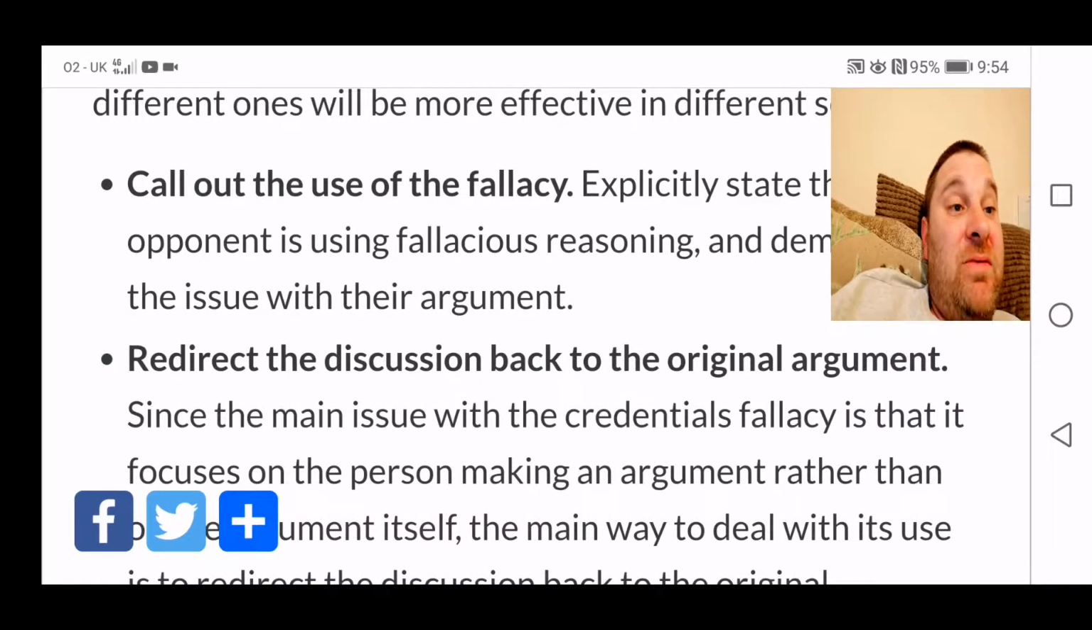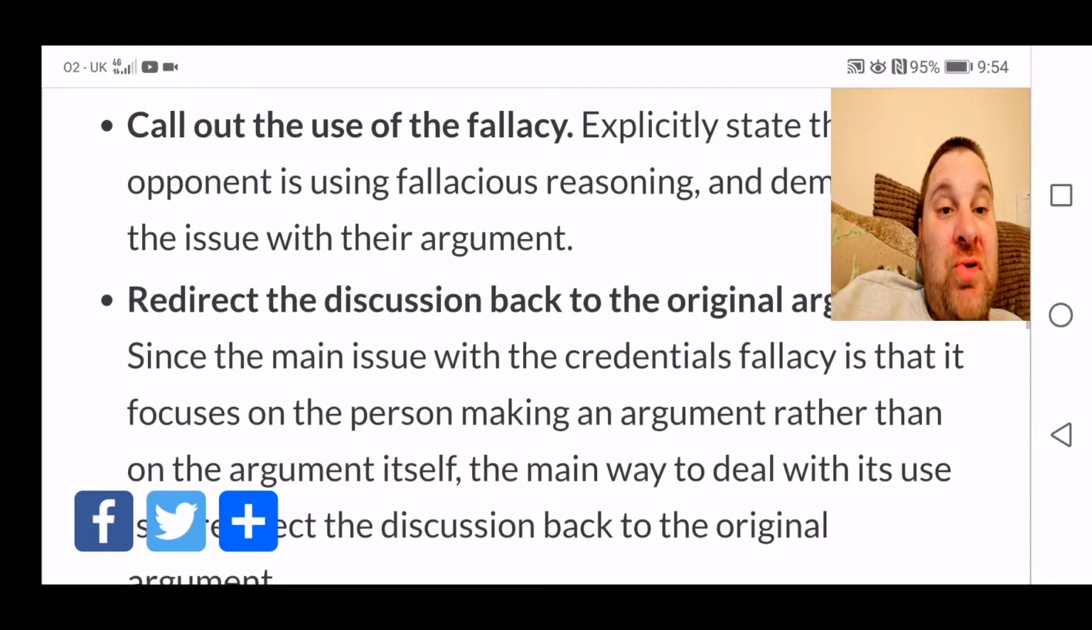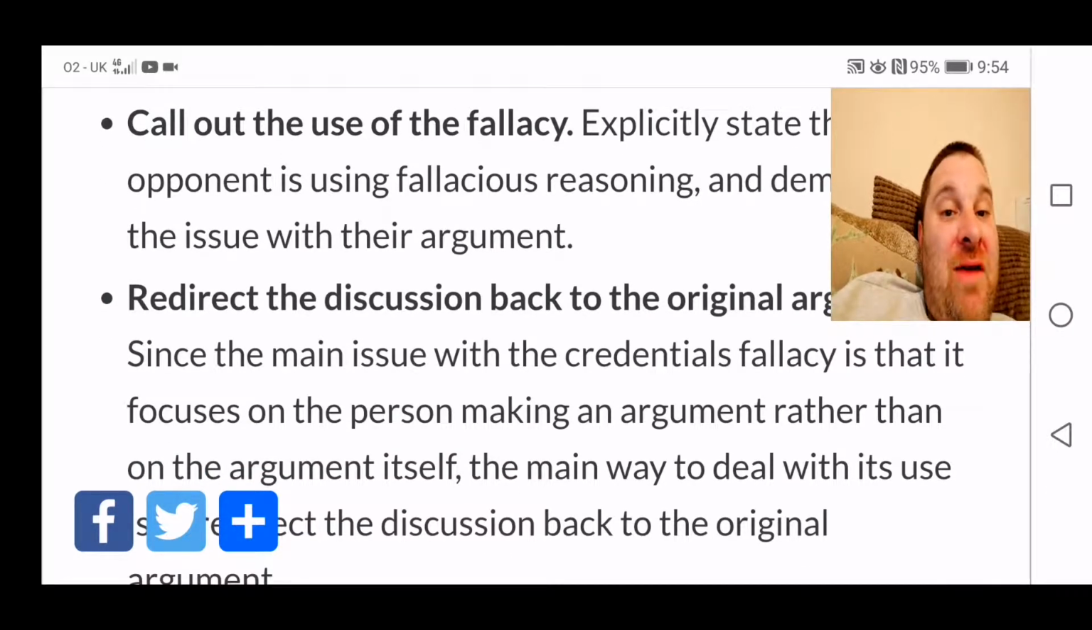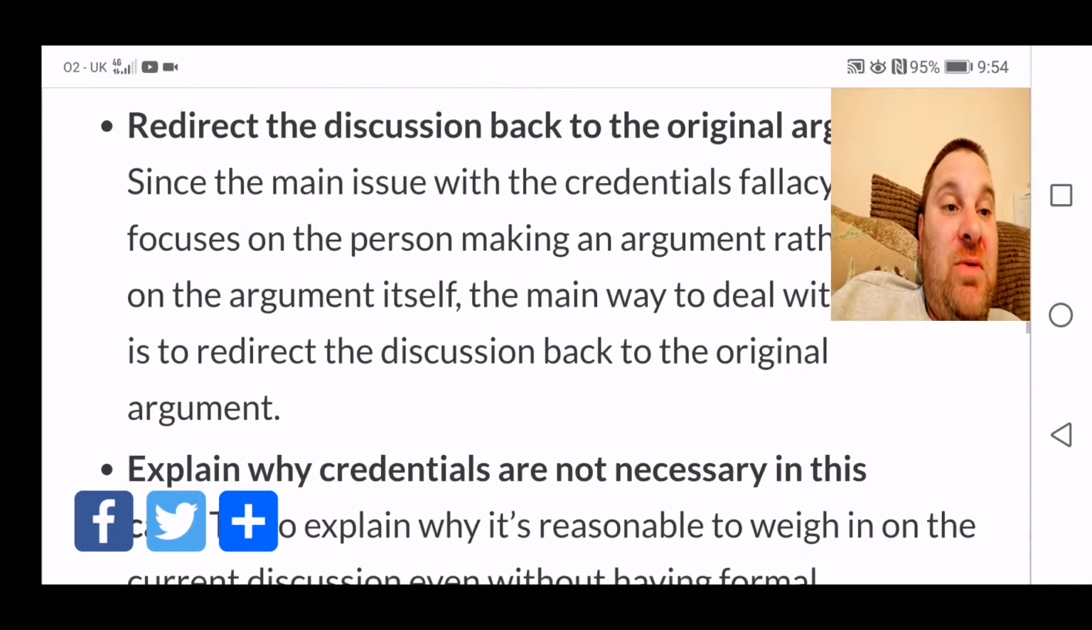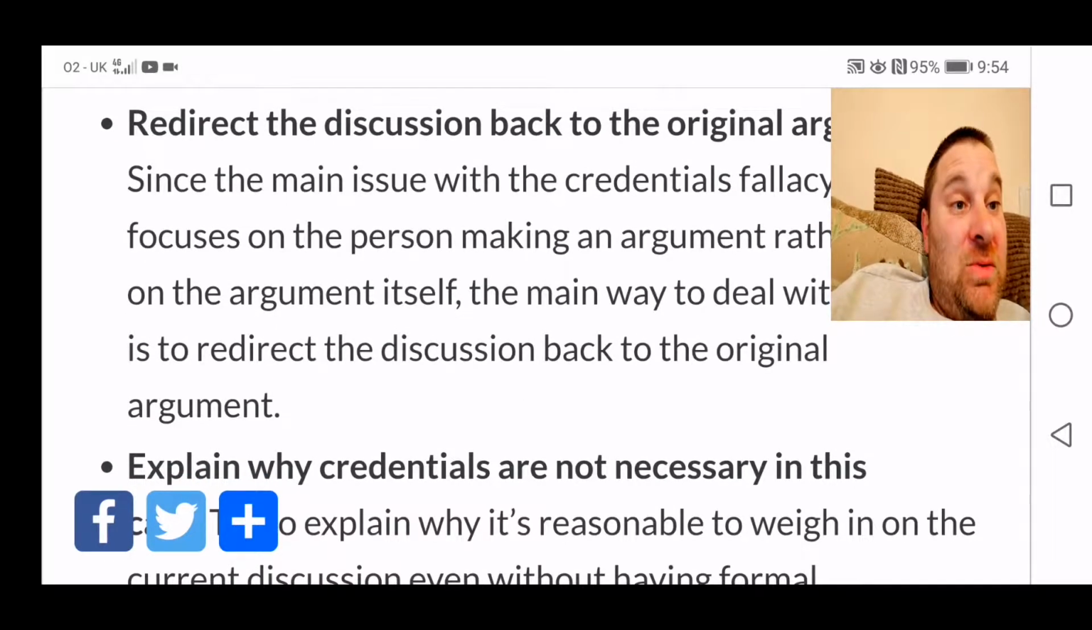Redirect the discussion back to the original argument. Since the main issue with the credentials fallacy is that it focuses on the individual making an argument rather than on the argument itself, the main way to deal with its use is to redirect the discussion back to the original argument. It's another good way as well. Take them back. Define what you mean by these words that they're using. Define what you mean and take them back to the original conversation. Stuff like that, yeah?